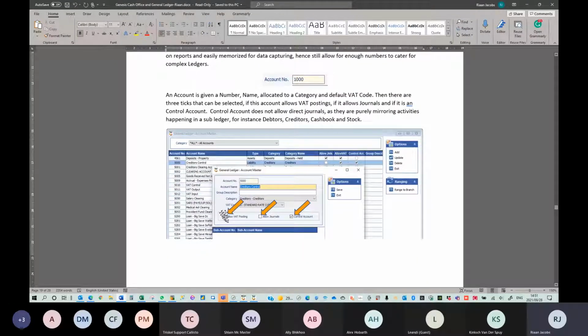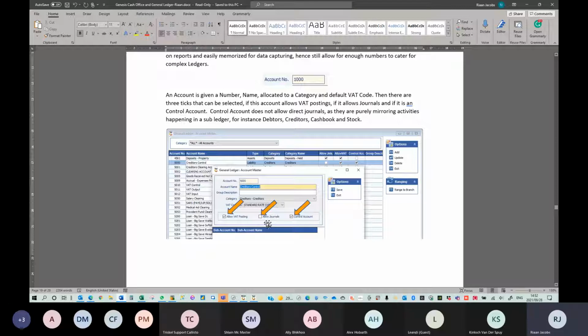Okay, then the next thing is these 3 buttons. So allow VAT posting means, if I create an account here, let's say you can take a customer for lunch, and you can buy food for your staff at the office. Now it's basically the same thing, but the one is you're allowed to claim the VAT, the other one you're not allowed to claim the VAT. So when you create that account, you can say allow VAT, you can switch it to no, and then you won't be able to claim VAT for any postings you do in that account.